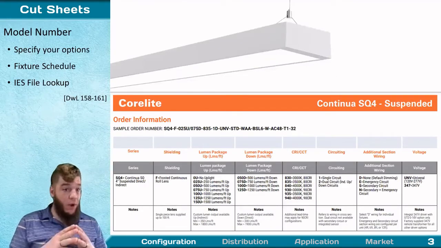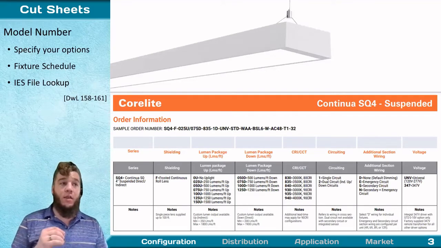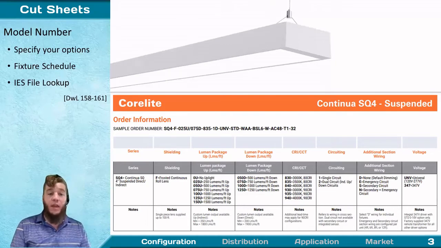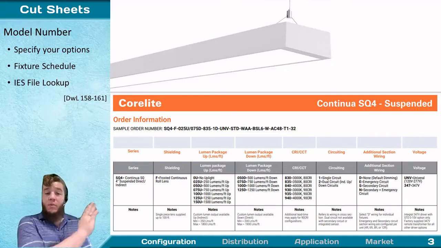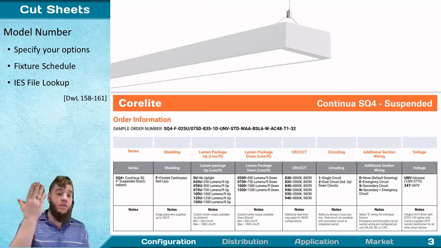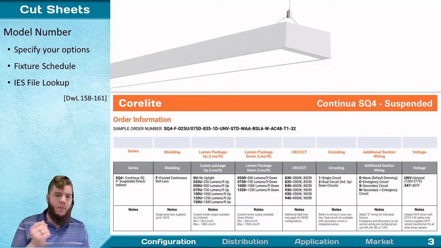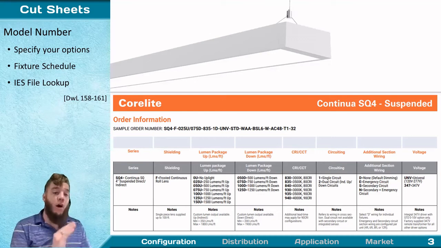Our first stop for any proper architectural luminaire is going to be what we call a cut sheet or a spec sheet or a specification sheet. Those are all interchangeable terms. And the big thing here is that it's going to give us our model numbers. And so we can see right here that there's a variety of options, a ton of options. And this is a relatively common type of linear pendant luminaire. And there's a lot of ways we can modify the configuration of this luminaire to suit our specific application.